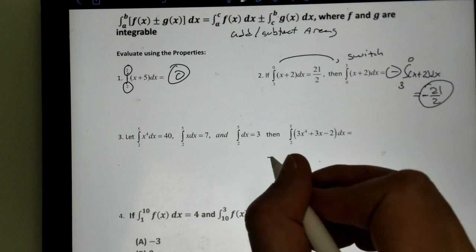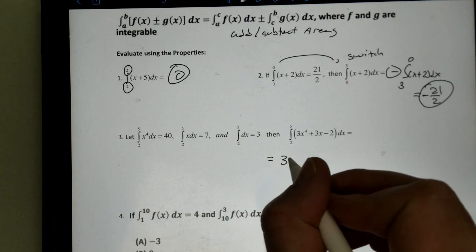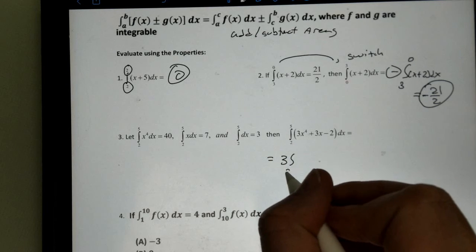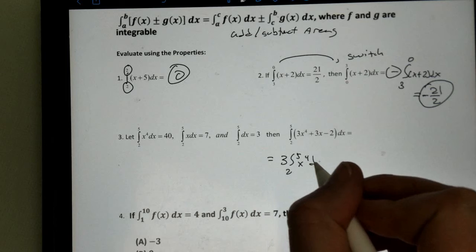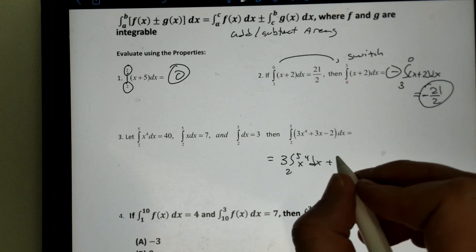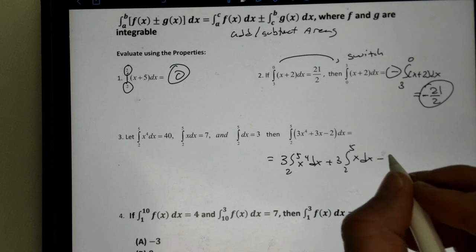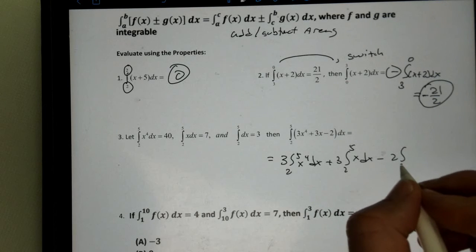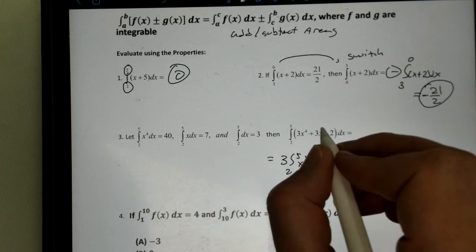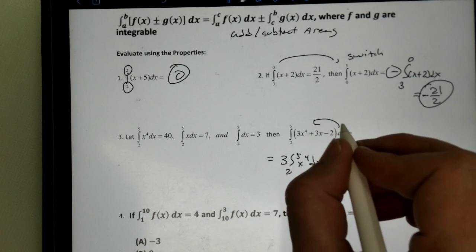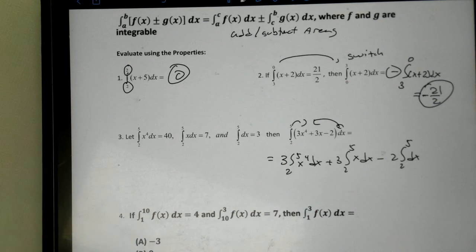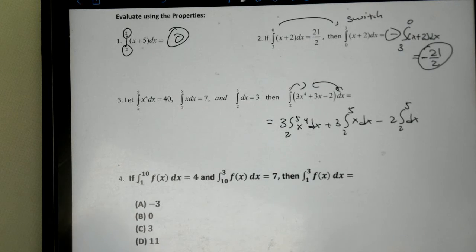For instance, this 3x to the 4th, I can write this as the area from 2 to 5 of x to the 4th dx plus 3 from 2 to 5 of x dx minus 2 from 2 to 5 of dx. Basically, I can distribute the dx and the integrand. That's really what it's kind of telling. I can distribute those.